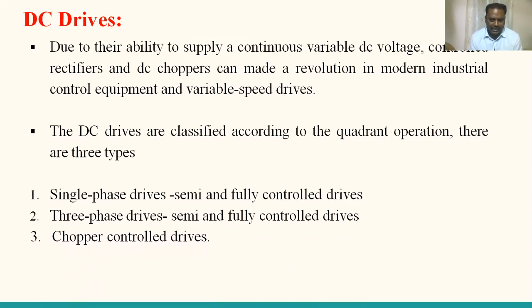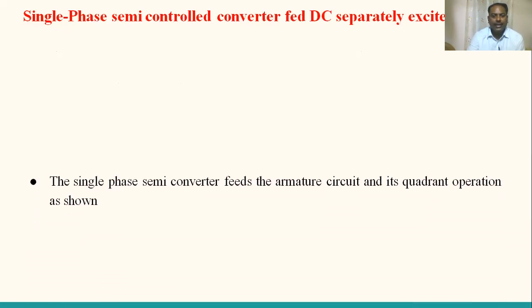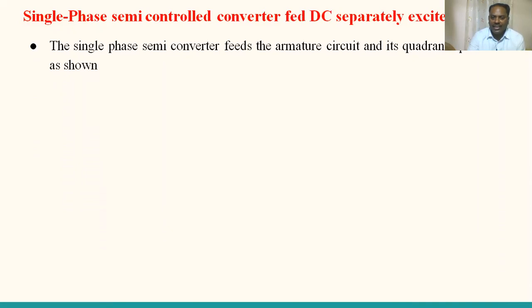So let us take them one by one, and discuss the semi-controlled converter as well as the fully controlled converter, and how they control the operation of a DC drive. In this regard, case 1, the first one, is the single phase semi-controlled converter fed DC separately excited drive. See, first of all, as per the heading, you have to draw the drive circuit. The single phase semi-converter feeds an armature circuit and its coordinate operation as shown.